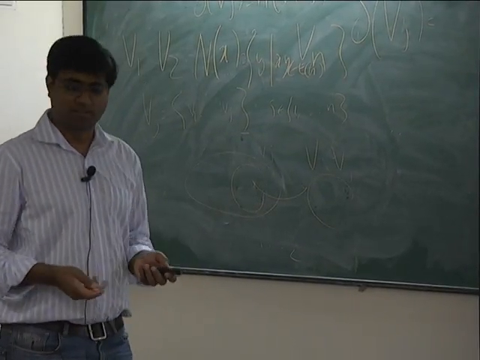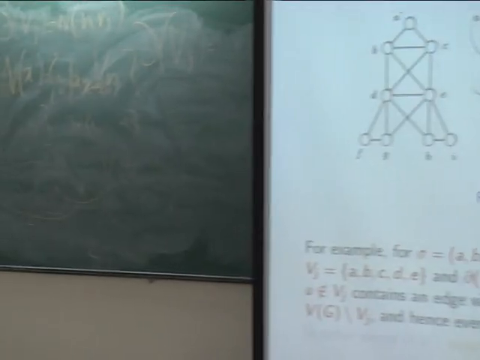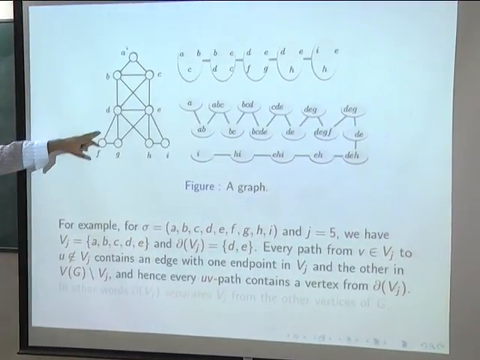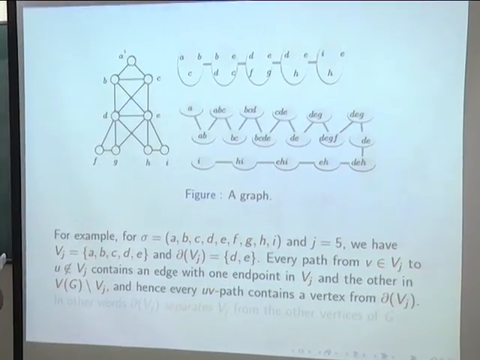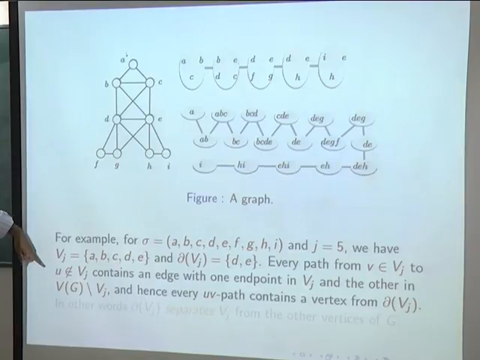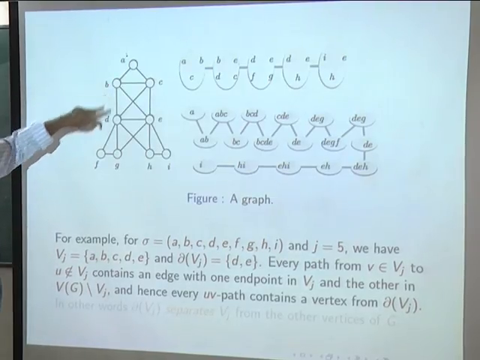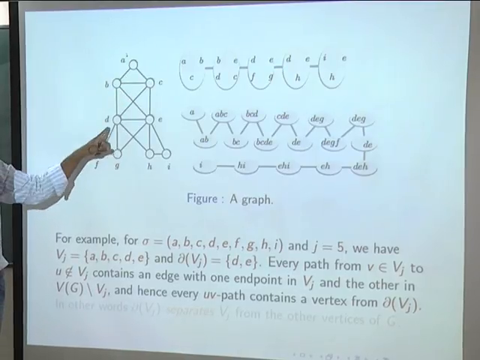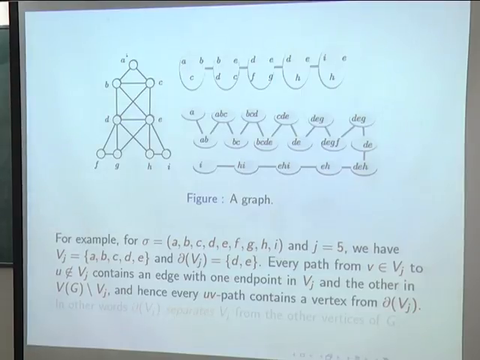Now, why am I so much interested in this object? Notice that every path from v in Vj to u not in Vj contains an edge with one endpoint in Vj and the other outside. So what is the meaning? Any path which goes from this part of the world to this part of the world must intersect these boundary vertices, right?